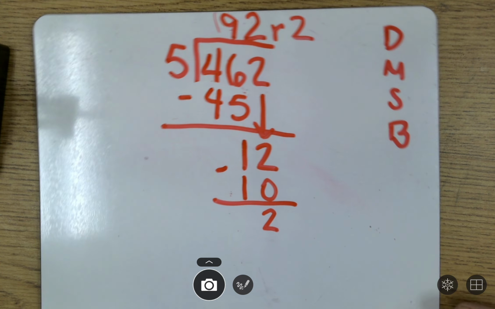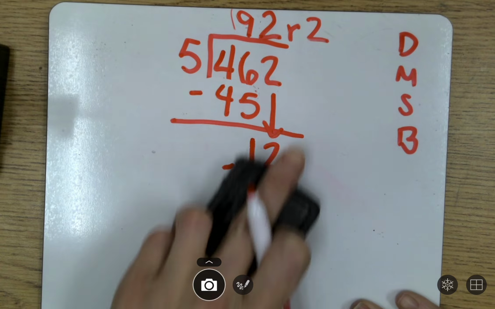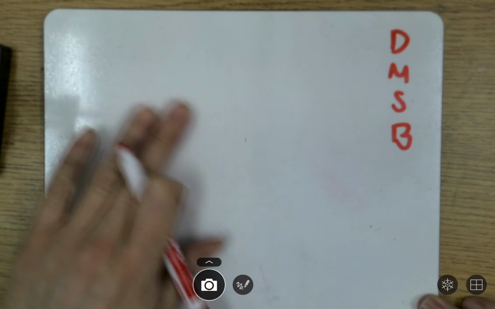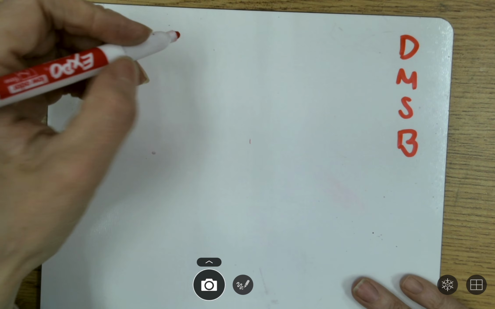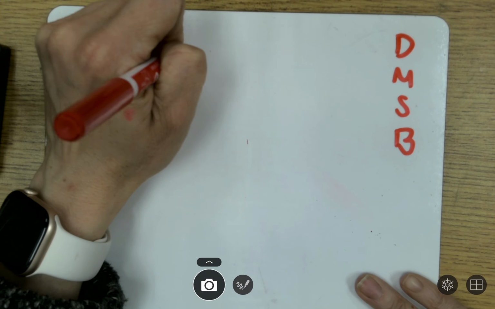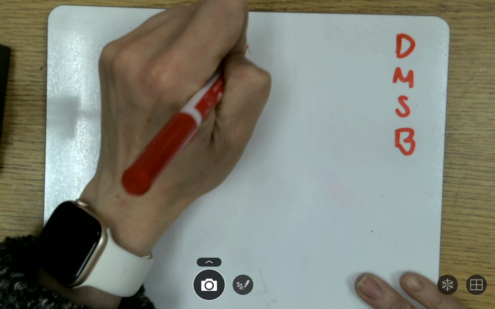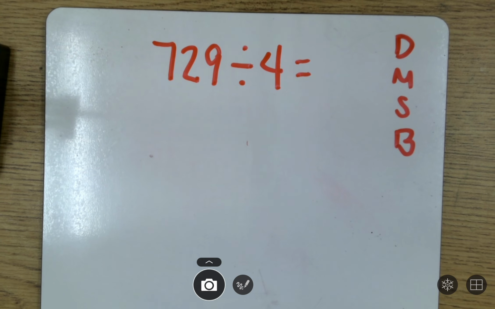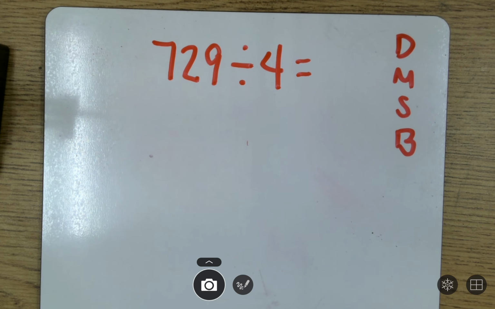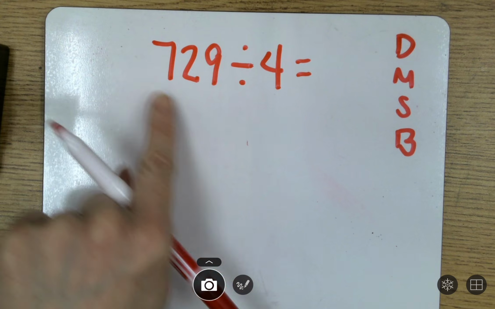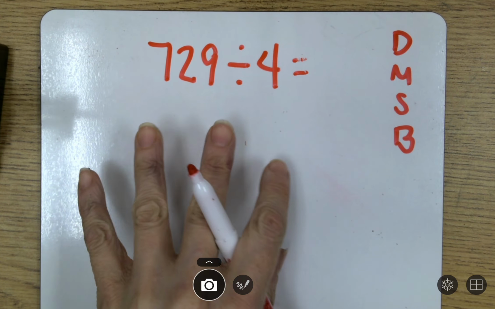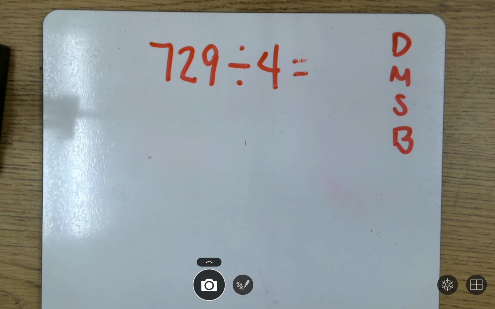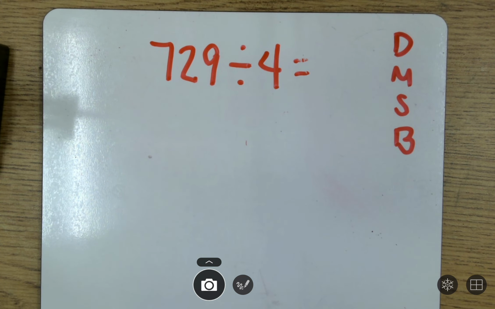Okay, let's do one more together. Now this time, I again want you to pause, but I'm going to write a number a little bit differently. 729 divided by 4. I want you to rewrite this so that we can solve using our standard algorithm, using our DMSB strategy. Okay, so go ahead and pause.